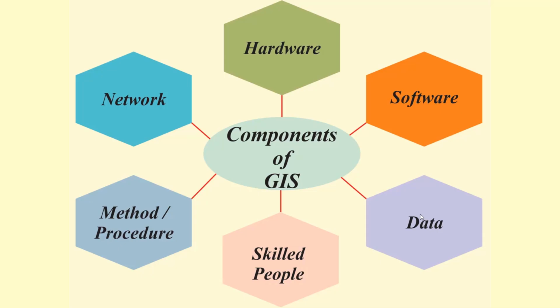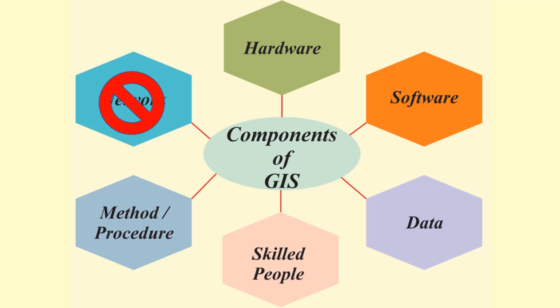As we have already discussed, there are 6 components in GIS such as hardware, software, data, skilled people, method or procedure, and network. Among these 6, network is only necessary when we work with different people located in different places. In this training program, we are going to use standalone computer-based GIS work. Hence, we do not require the network component for this training program.